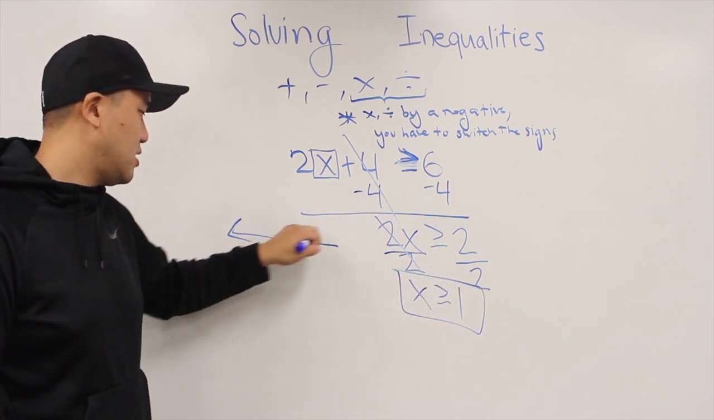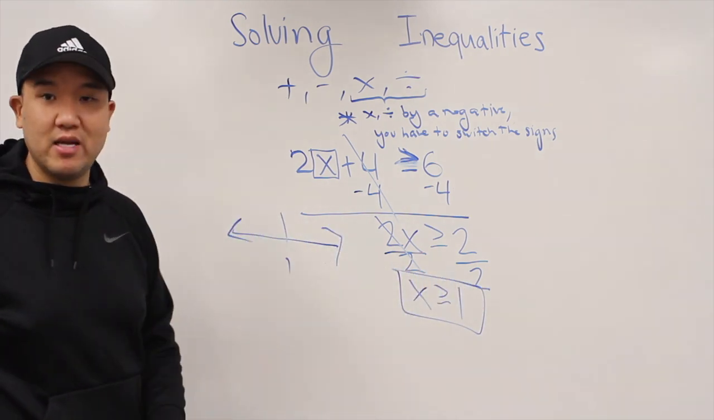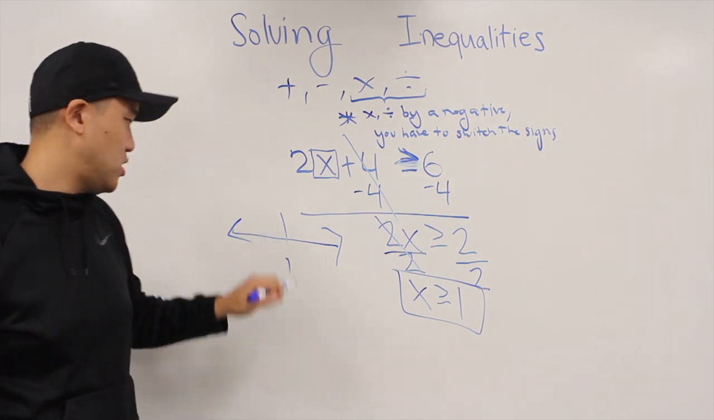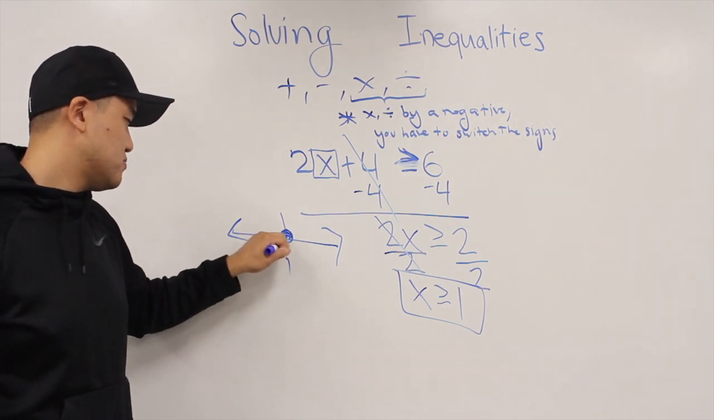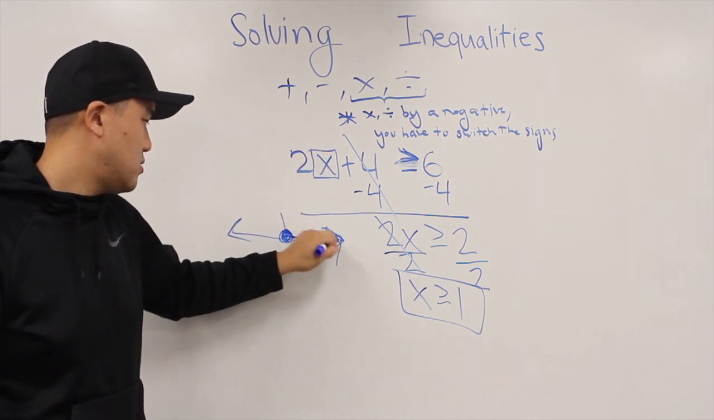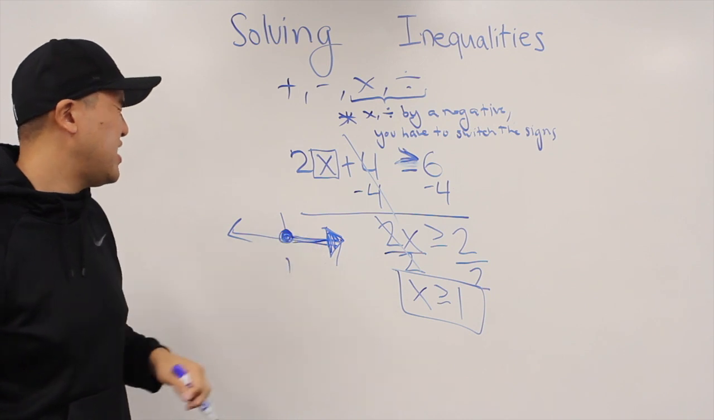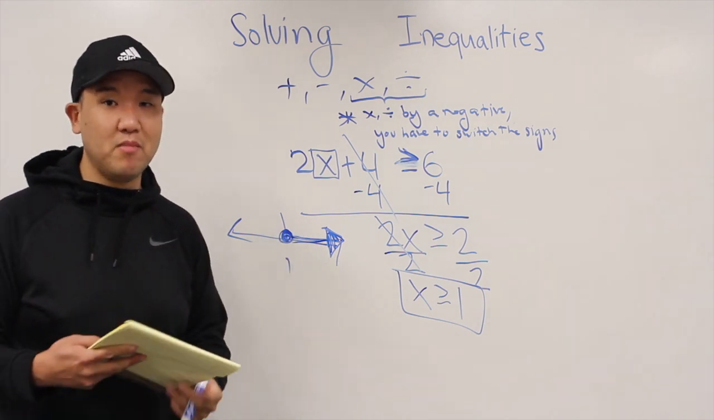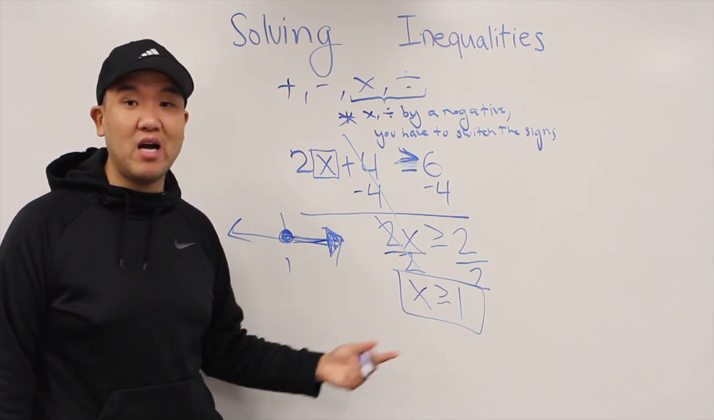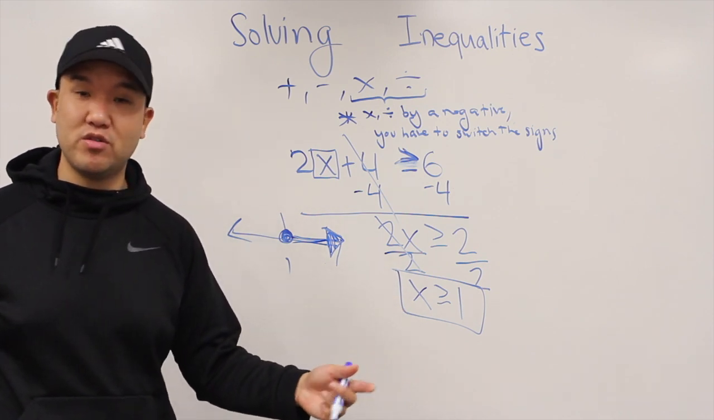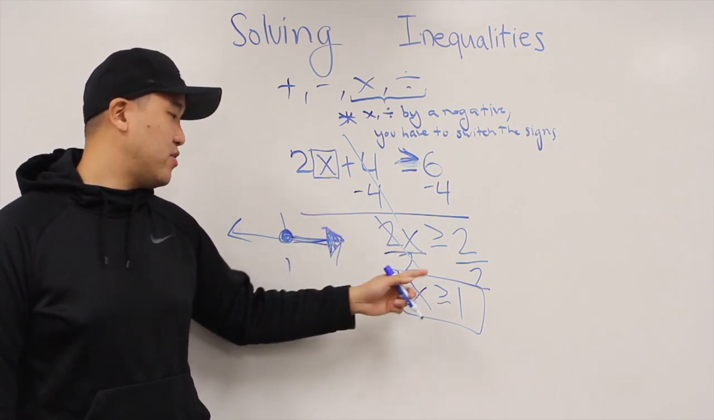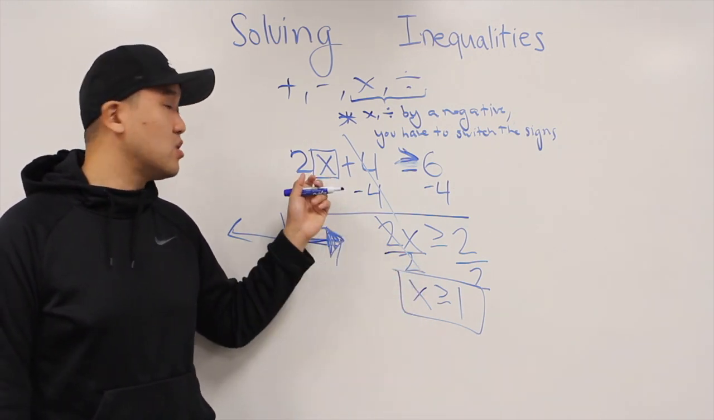If I did a quick graph, since we've been practicing that, here's 1. Closed circle or open circle? Just a quick refresher. Good, closed circle. And we want it greater than, so we're going to go to the right. Anything greater than is a solution. So you can test any value greater than 1. You could test 1.5, 1.2, 1.0000001. Any value you plug in that's greater than or equal to 1 will be a solution.